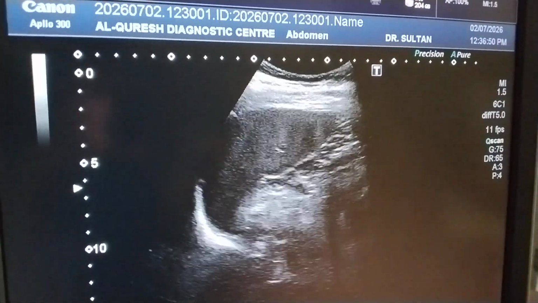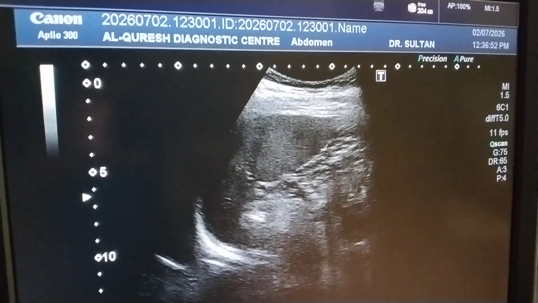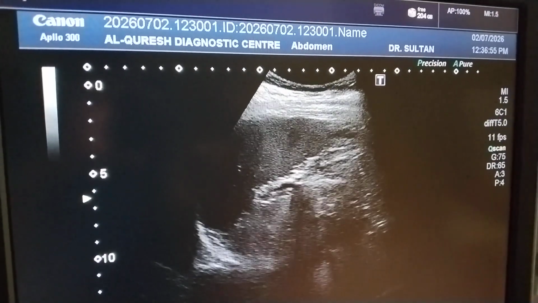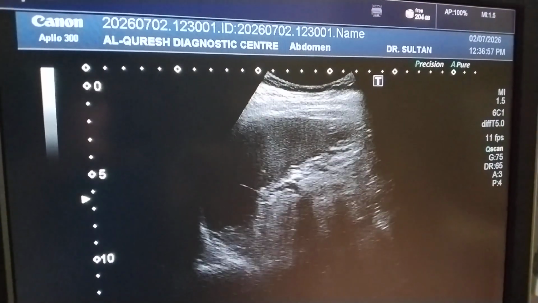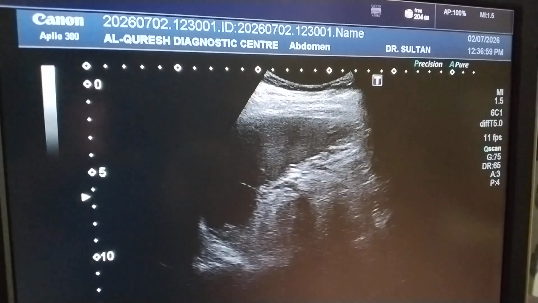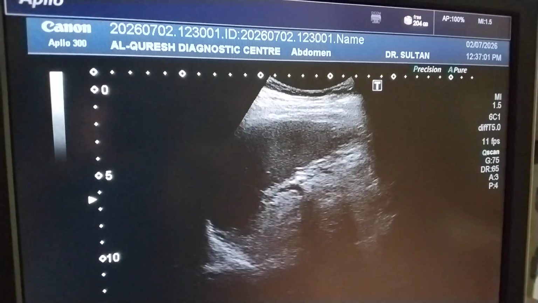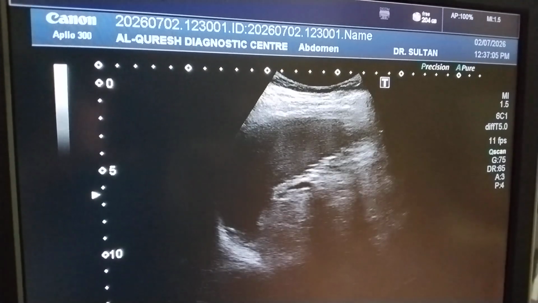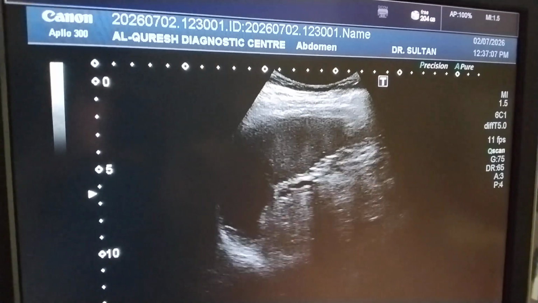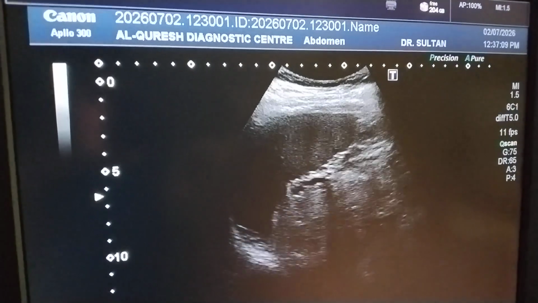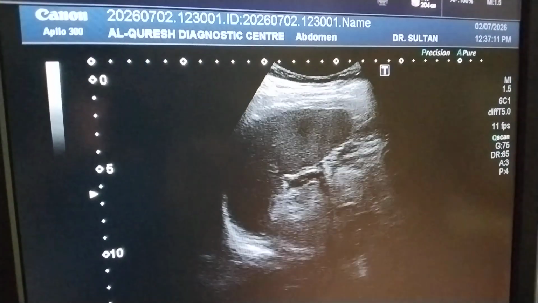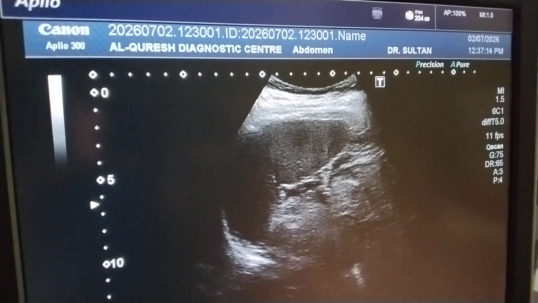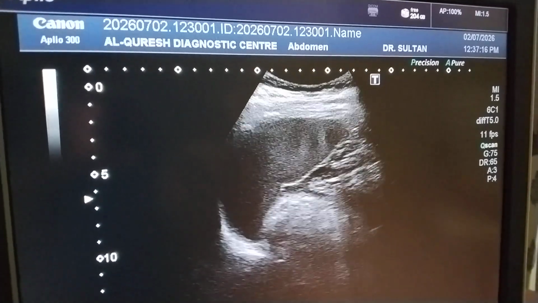Dear colleagues, I am Dr. Sultan Ayub, working as a radiologist. This is a male, almost 30 years of age, with a history of pain in the left renal area, referred to the pelvic region. So I am going to scan the left kidney. Today we will try to locate the ureter.